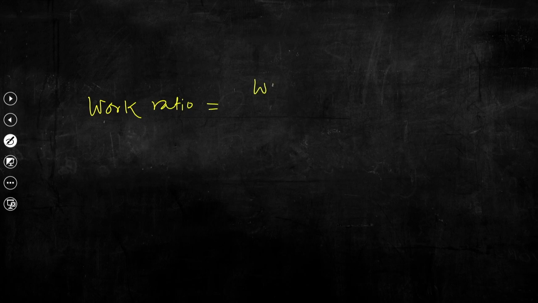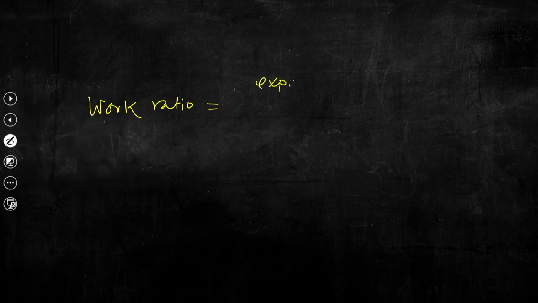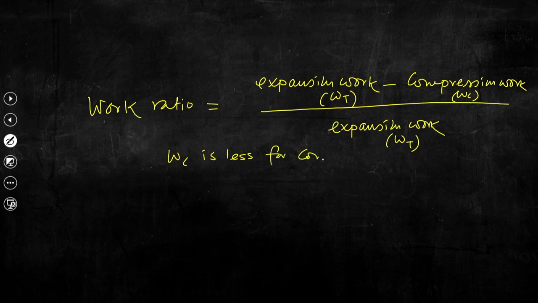Work ratio is defined as the turbine work or expansion work, that is the positive work, minus compression work, divided by expansion work. What we can see from this analysis is that this is WC, this is WT, and this is also WT. Now, WC is less for compression with intercooling.